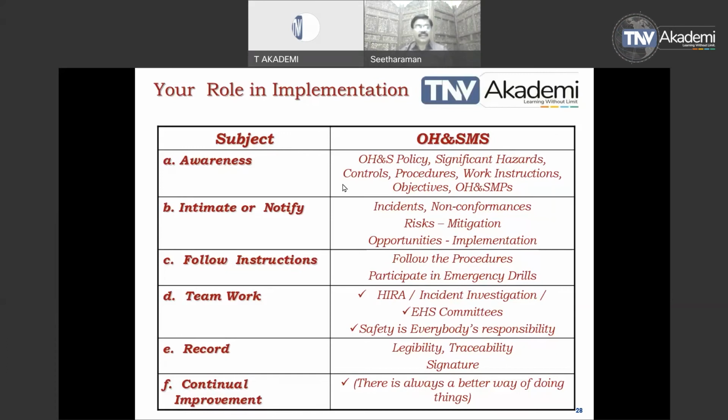Then records: all the records related to the standard have to be legible, and they should be traceable with the proper date, the format number, and the signature of the person who is recording it. So this is very important.